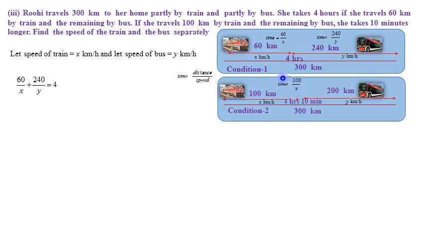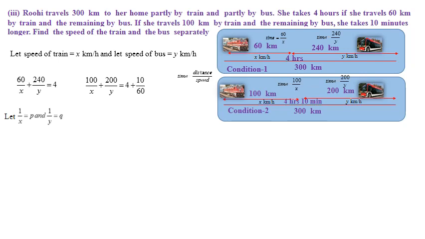Now the time taken by train, that is 100 by x, here 100, here x, that is distance by speed, 100 by x, and the time taken by bus, that is 200 by y. If you add 100 by x, the time taken by train, plus 200 by y, the time taken by bus, when you add these two, you will get 4 hours 10 minutes. That is the condition. 100 by x plus 200 by y is equal to 4 plus 10 divided by 60.